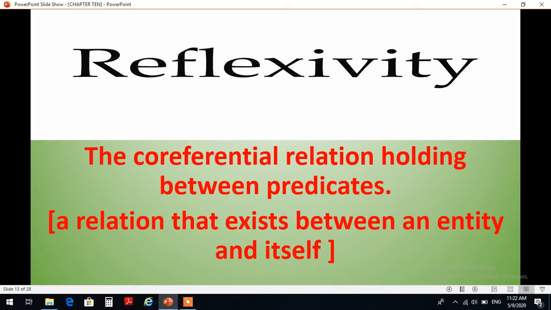Now, we come to the second property, which is called reflexivity. الخاصية الثانية أو ممكن نشيرها إلى خاصية الانعكاسية. لماذا سميت بهذا الاسم؟ لأن دائما تحتوي على reflexive pronoun. So, the co-referential relation holding between predicates, أو the relation that exists between an entity and itself. إذن العلاقة التي تشير أو تعود إلى ذات الشيء بين مكون الجملة وذاتها.